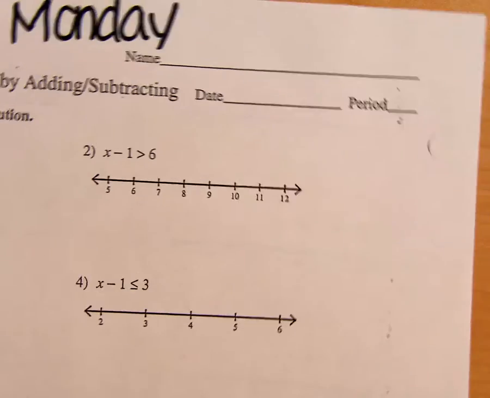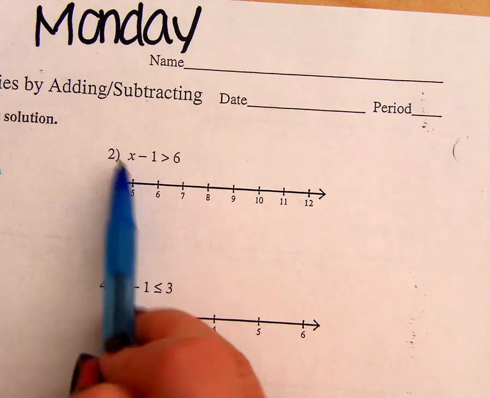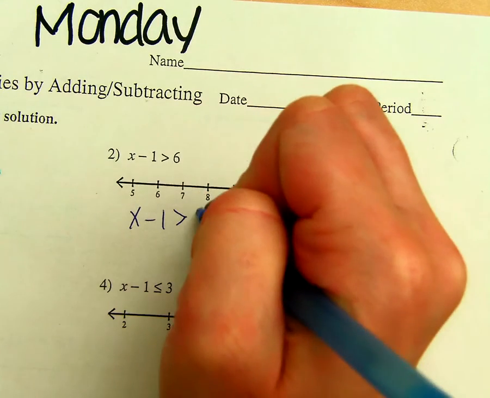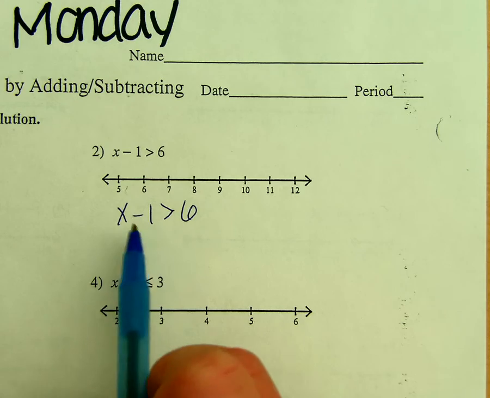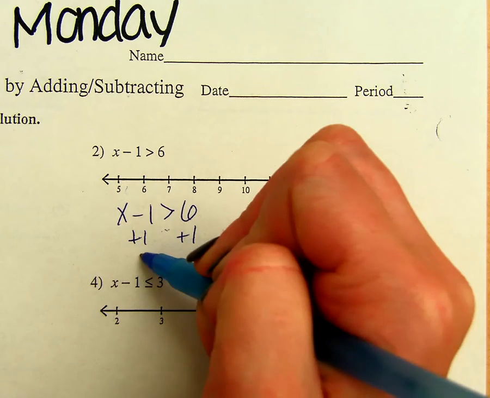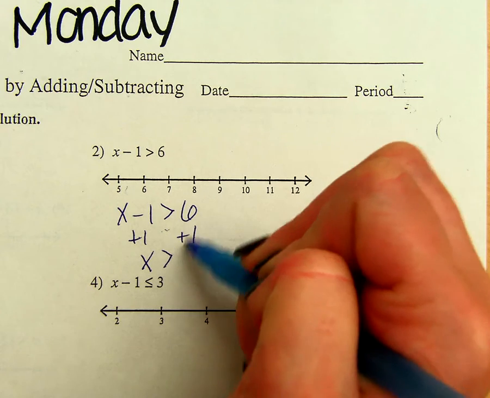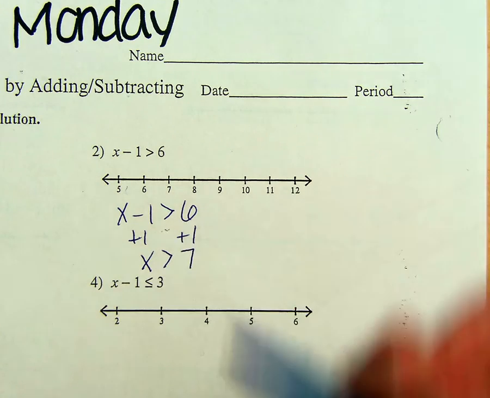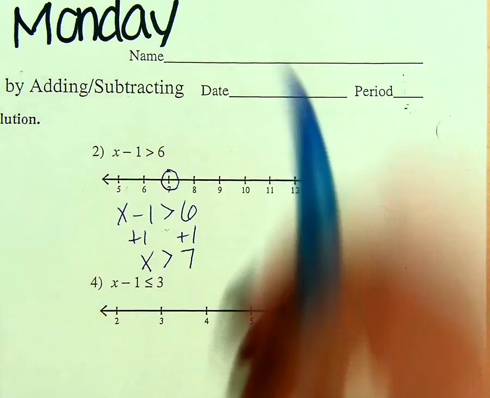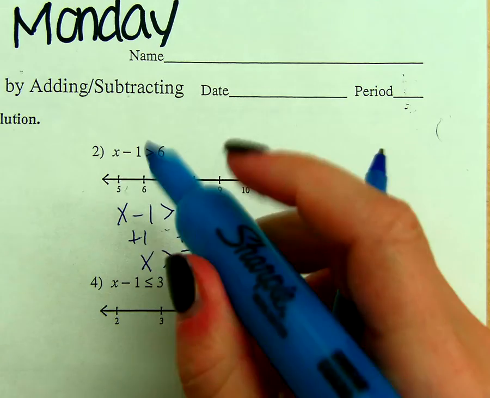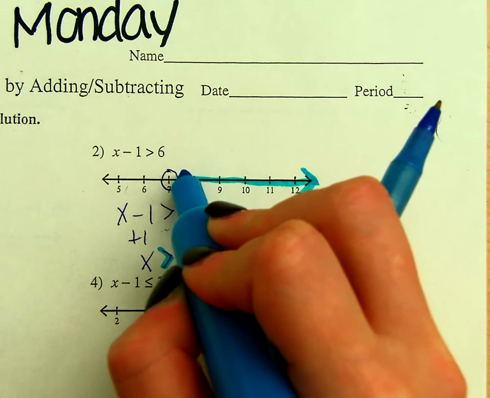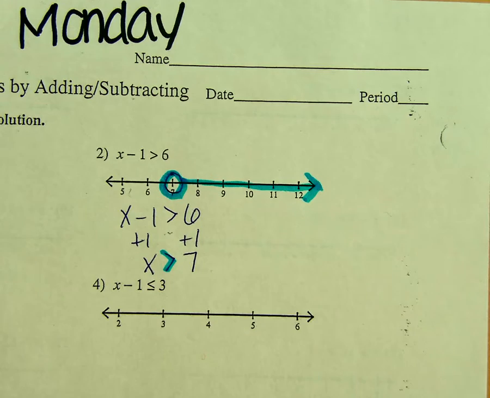For number 2, we're doing the exact same thing. We're balancing the equation. x minus 1 is greater than 6. Because it's a subtract 1, you need to add 1 to both sides. x will be greater than 6 plus 1, which is 7. So on our graph, we're going to do an open circle on 7 because it is only greater than, and because it's greater than, our graph is going to the right.